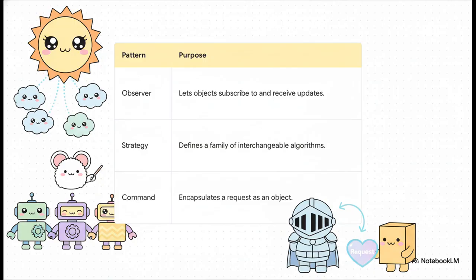The observer pattern is huge for anything event-driven. When a bunch of different objects all need to know when something changes in another object. The strategy pattern gives you incredible flexibility by letting you define a whole family of algorithms and then swap them in and out as needed. And the command pattern is really clever. It actually turns a request into its own standalone object, which gives you a ton of control over how and when that request gets handled.